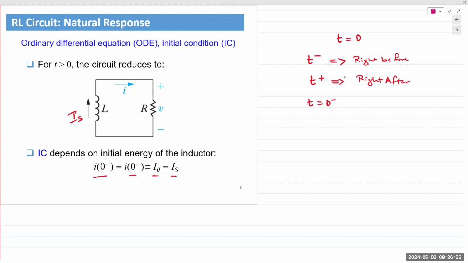And this is important because the current through an inductor cannot change instantaneously. Because it cannot change instantaneously, we say that the current through the inductor right after the switch is flipped is the same as before the switch was flipped. And this allows us to infer or assume that the initial current through the inductor is IS.